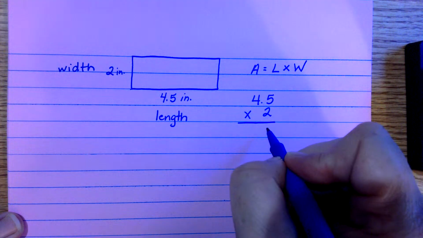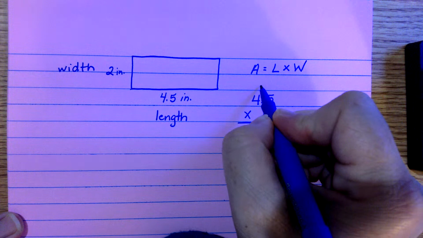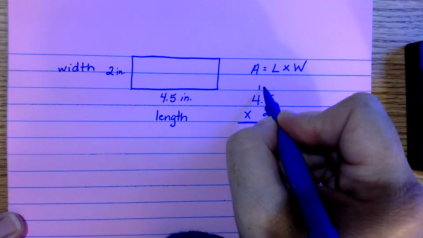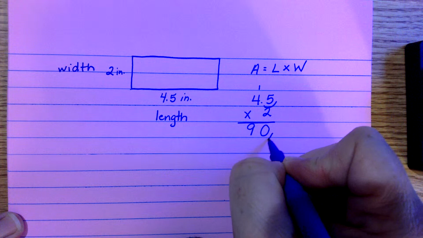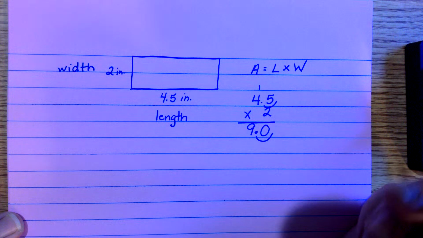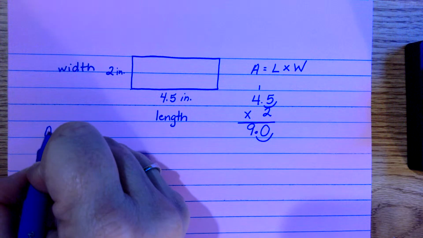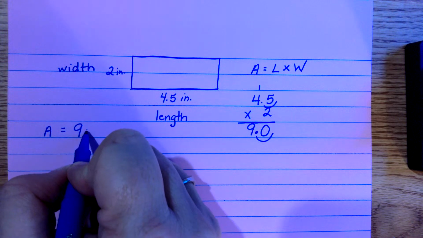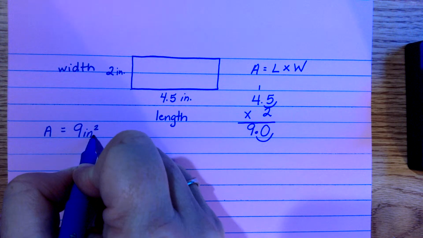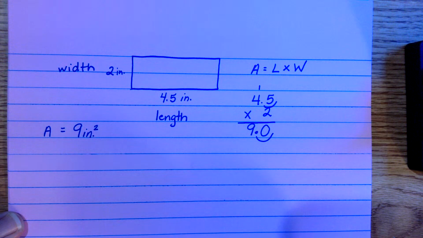2 times 5 is 10. 0, carry the 1. 4 times 2 is 8, plus 1 is 9. We have 1 decimal, so we're going to move 1 decimal point over. So our area equals 9 inches squared, or 9 square inches.